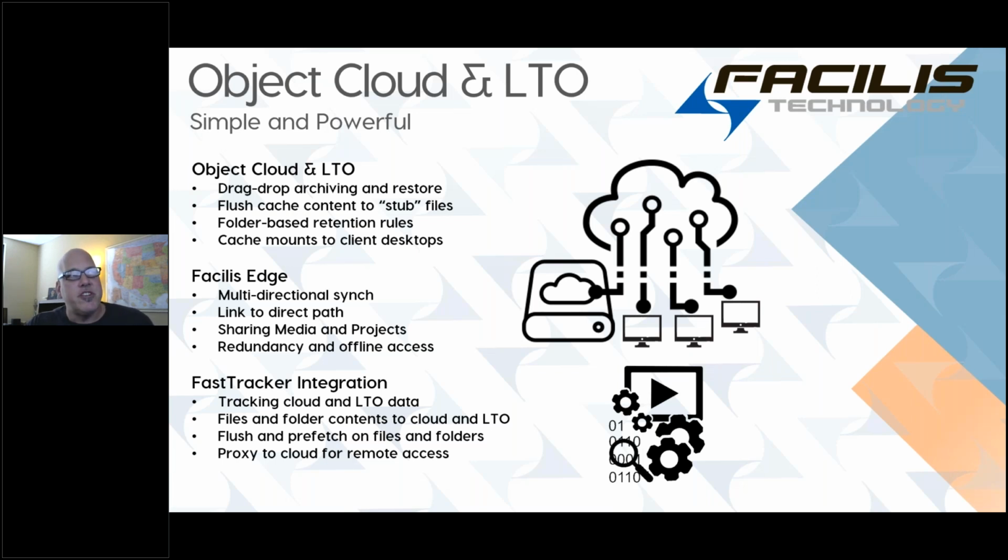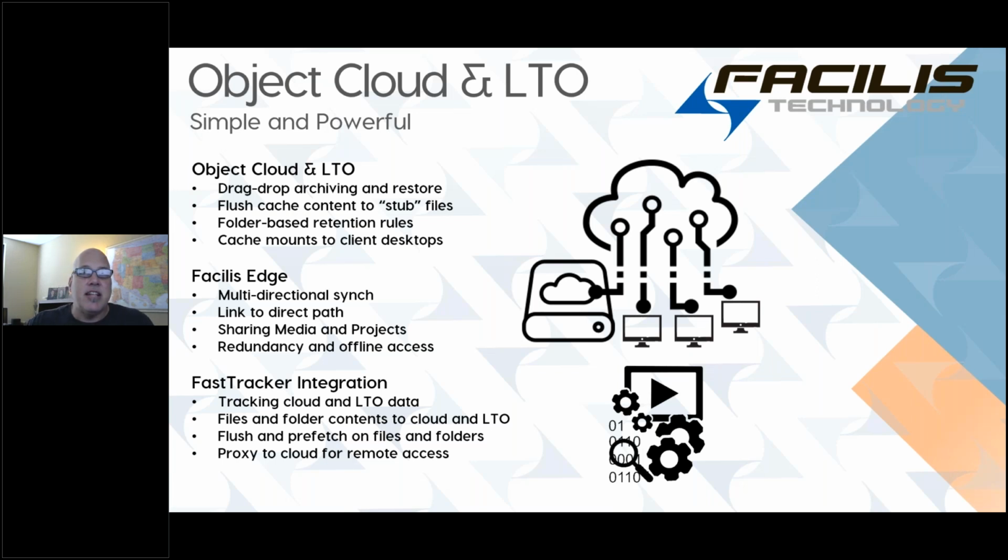Flushing and prefetching of files and folders, we're going to look at that a little bit. The ability to directly affect what's on the cache drive, what's present on disk, what's been flushed from disk, the ability to prefetch it or hydrate it back down from the cloud or from LTO directly into the cache volume, so it's now usable in the projects. That all can be done through FastTracker as well.